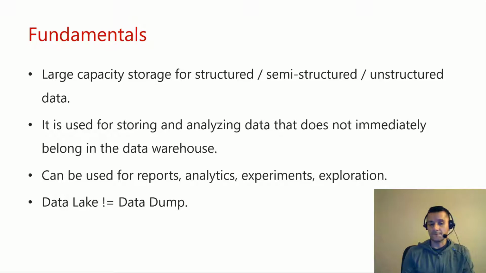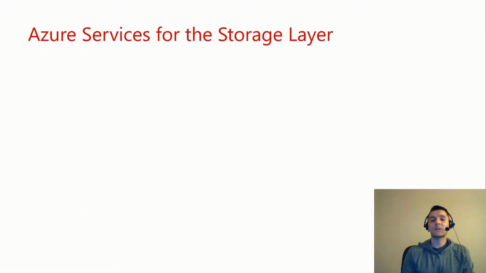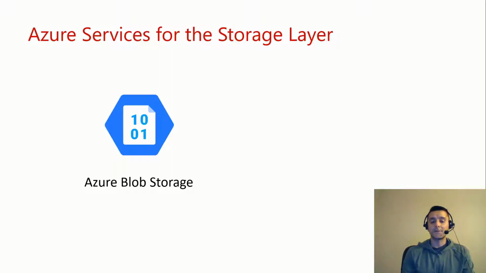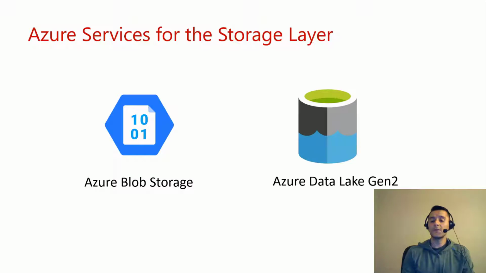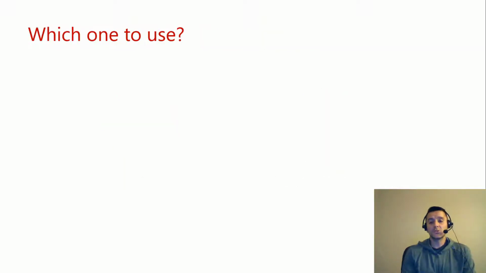Now, inside Azure, we have a couple of services that can be the storage layer or the data lake itself. We have Azure Blob Storage, and we also have Azure Data Lake Gen 2. Now, Data Lake Gen 1 does not exist anymore. It's been deprecated, and it was a completely separate service from Azure Blob Storage. So Microsoft went back to the drawing board, and Azure Data Lake Gen 2 is actually a service built on top of the Azure Blob Storage. But both of them can still be used for massive file storage. So which one should you use?